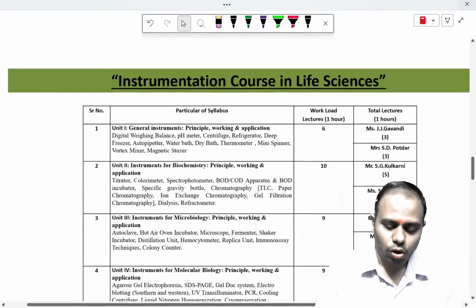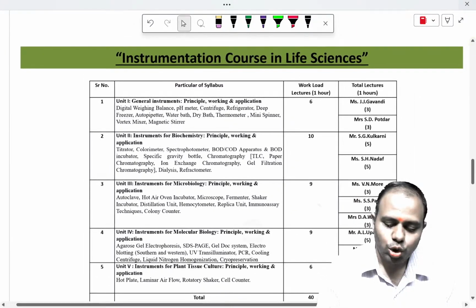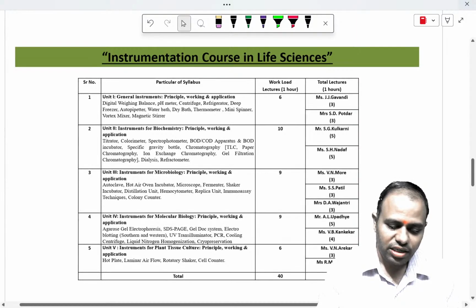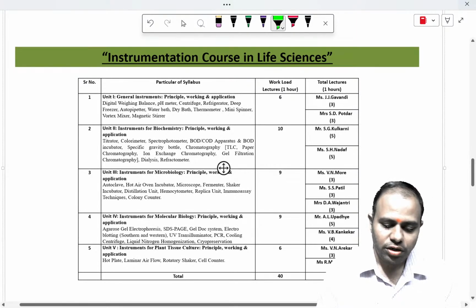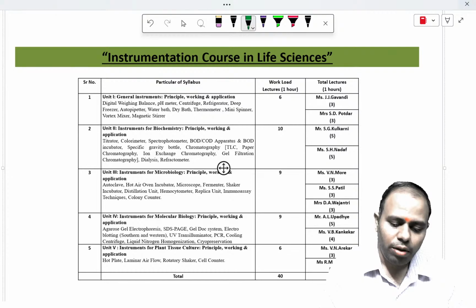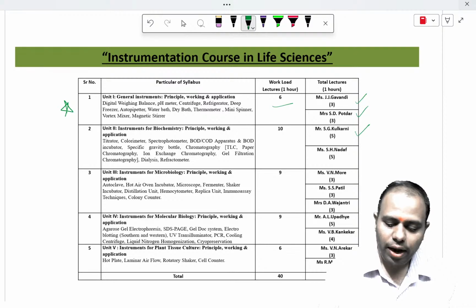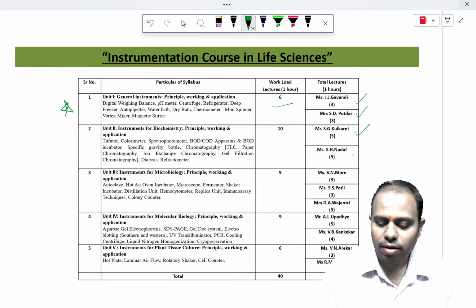Let me discuss the distribution of the syllabus. You can take a screenshot of this if you want. See, the distribution of the syllabus is given here. Unit number 1 consists of 6 1-hour lectures, and this will be taught to you by JJ Gaundi madam and Poddar madam. These two are going to share this unit among them. Then unit number 2, that is principles of biochemistry, will be shared by Mr. SG Kulkarni and SH Nadaf madam. Both of them are going to share the biochemistry part.